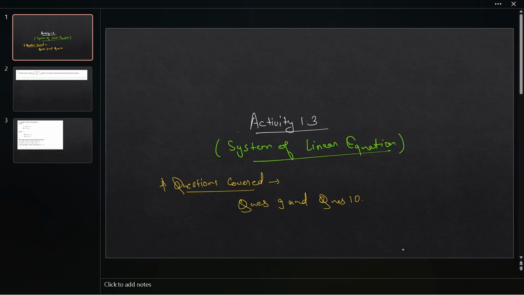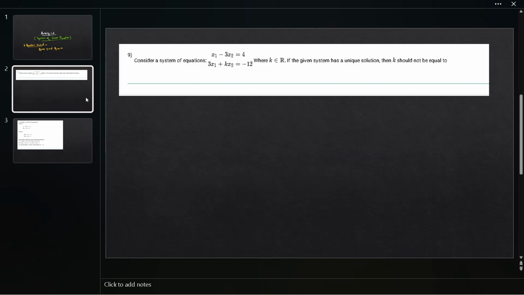In this video, we'll be discussing question 9 and question 10 of activity 1.3. Let's get started. Here we have question 9 with us. In question 9, we are given a system of linear equations where we have two equations. And it is said that if the given system has a unique solution, then k should not be equal to. So see, we have seen this multiple times that if we have two equations, a system of two.